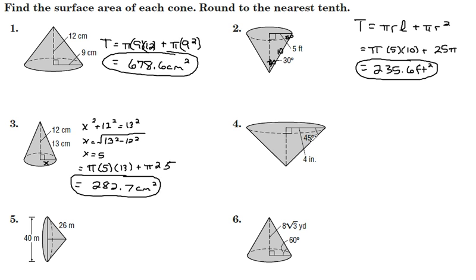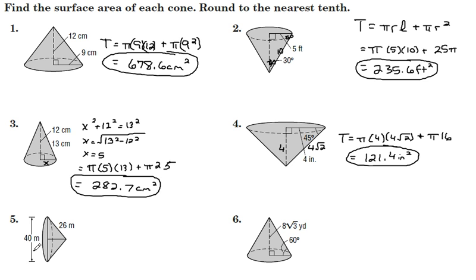For number 4, we have the radius of 4. We need the slant height. Well, we'll see that this is a 45, 45, 90 triangle. Both legs are 4. The hypotenuse is 4 radical 2, and that also serves as the slant height. T equals pi times the radius 4 times slant height 4 radical 2 plus pi r squared. Here's pi, the radius is 4, 4 squared is 16. All this in the calculator yields 121.4 inches squared.